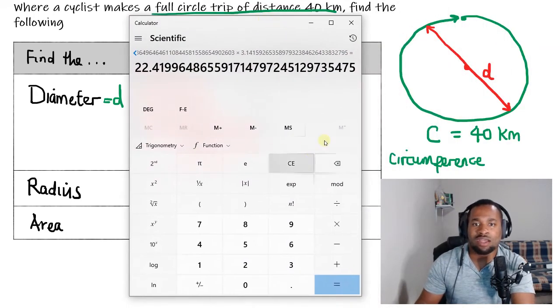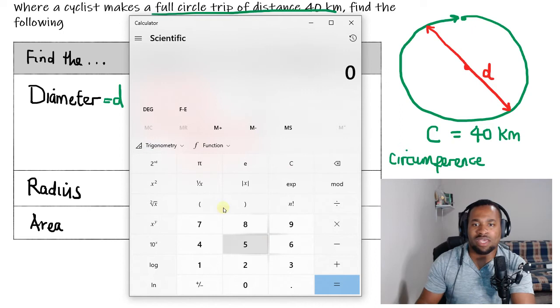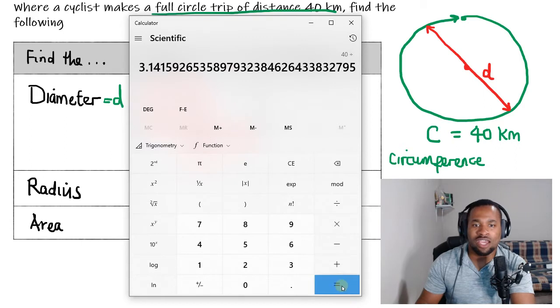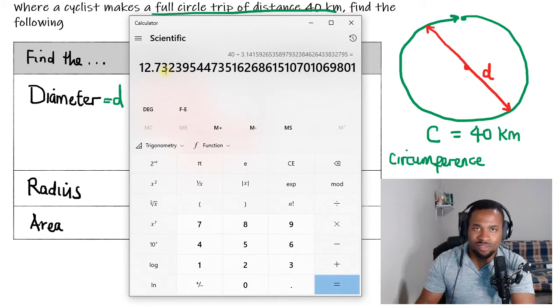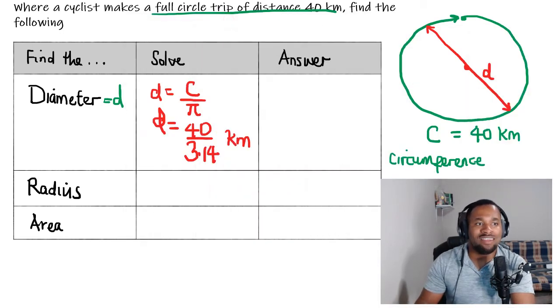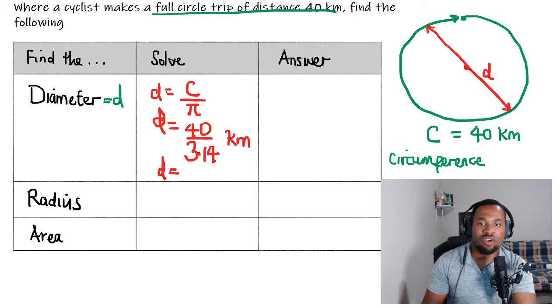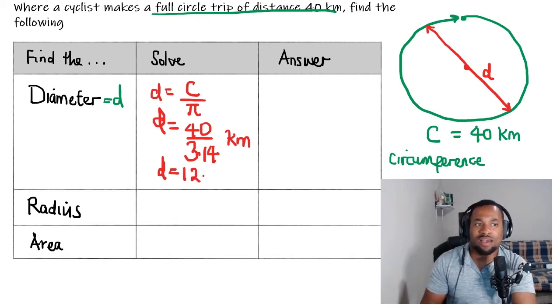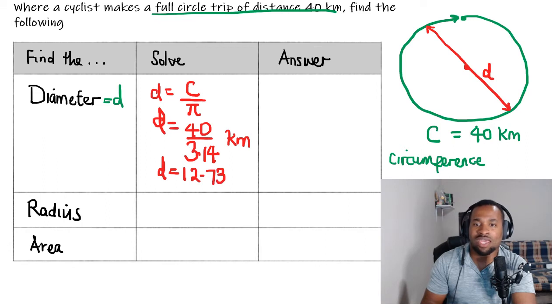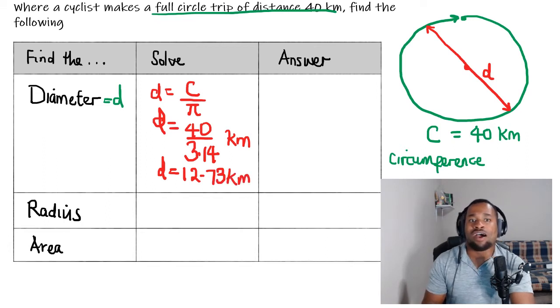So we grab a calculator, and we start at 40 kilometers and divide the number by pi, represented as the symbol right here, and then hit the equal sign, and our answer is 12.732. That is our diameter, the distance from one end of the circle to the other end. So our answer here is 12.73 kilometers for our diameter.